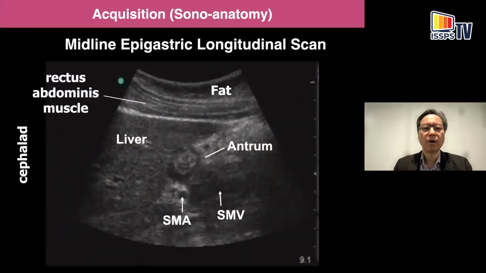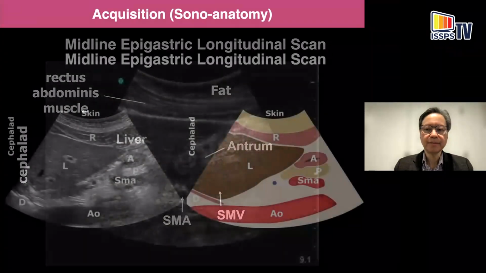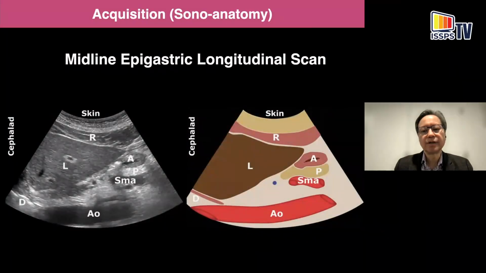So this is an example of the midline scan. You see again very clearly the liver. You see some anterior abdominal muscle. You see these ring-like structures, an empty antrum over here, and some blood vessels. Again, this is another view, a pictorial illustration. You see the aorta here is the deepest. You see the liver. Again, you see the antrum just inferior to it, and some blood vessels crossing.